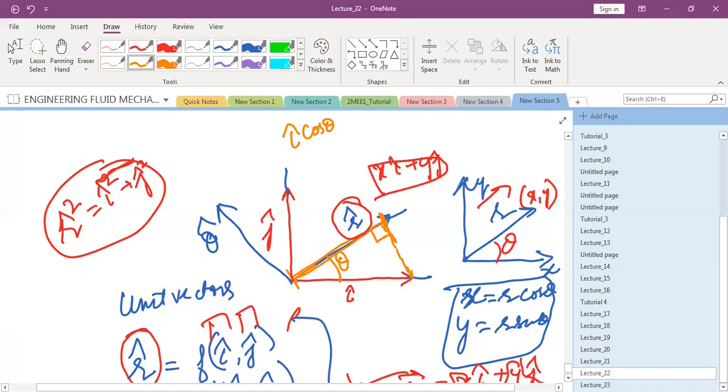What about j? If you want to find out what is the component of j on r, you will simply project j onto r. What is this? j sin theta. So r cap can be written as i cos theta plus j sin theta. Is that clear? Yes, sir.